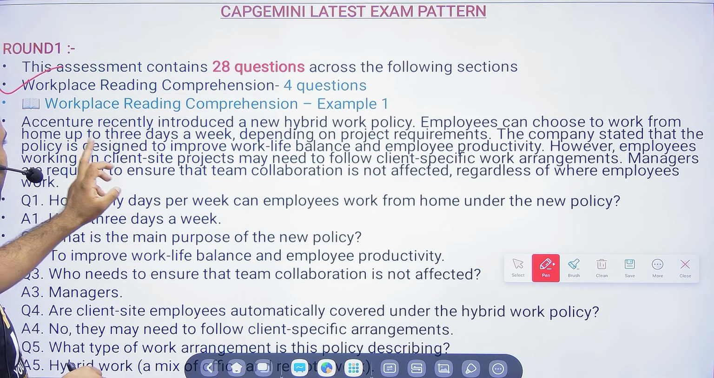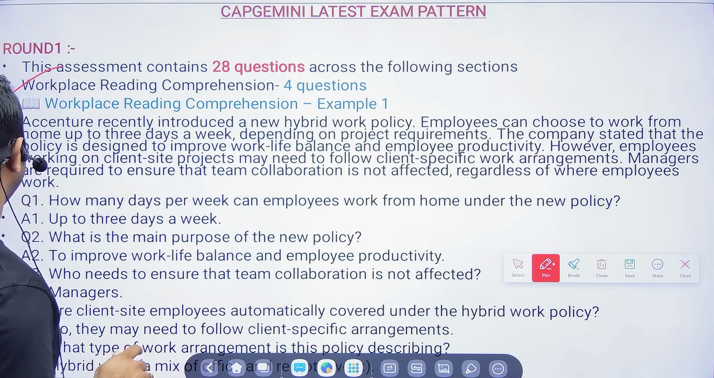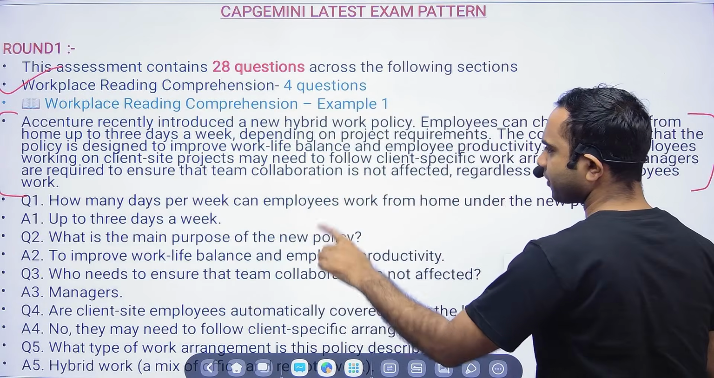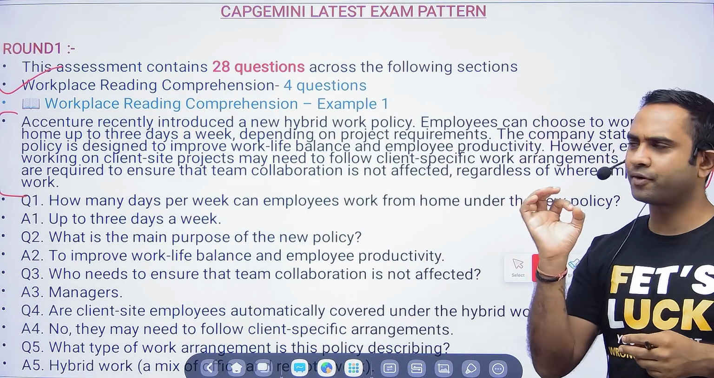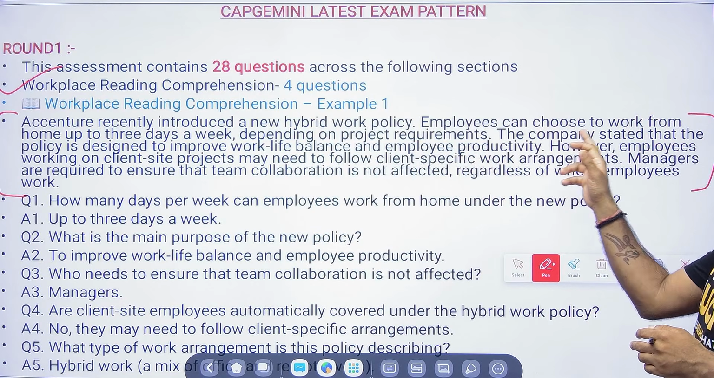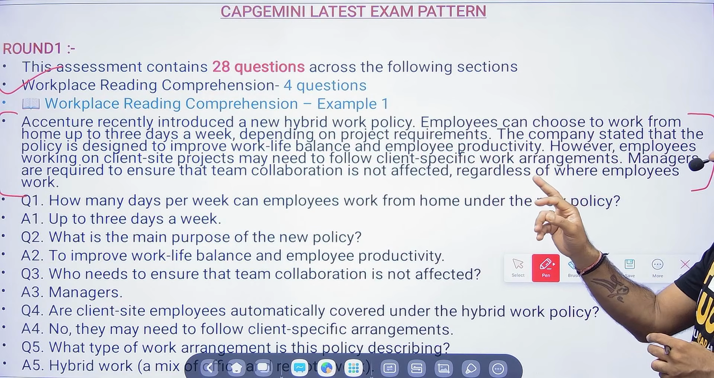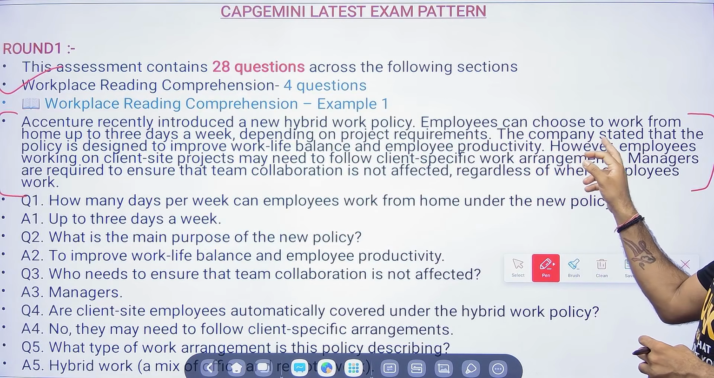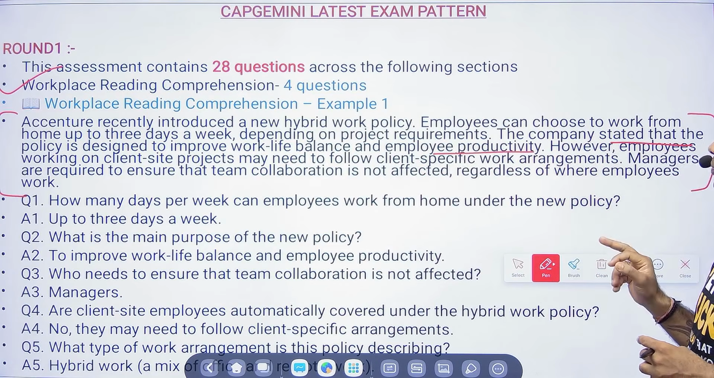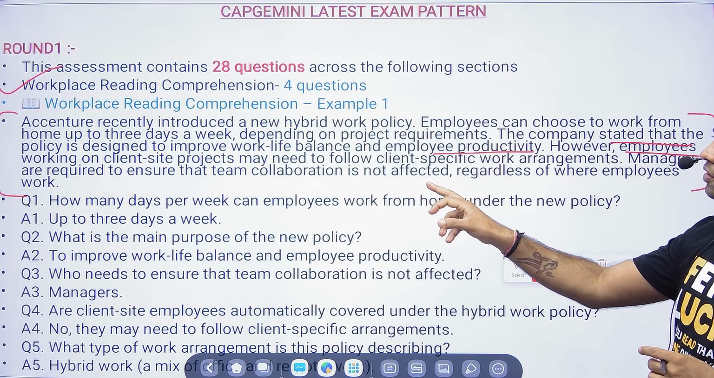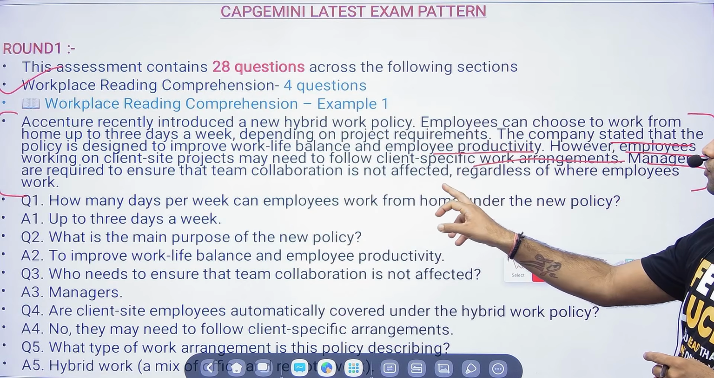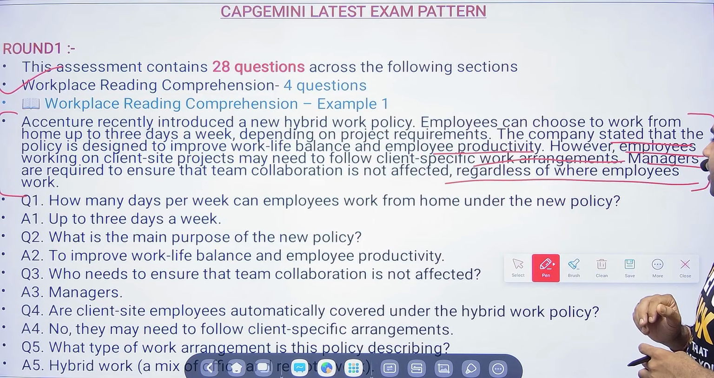Accenture now. So what will happen? A passage or comprehension will be given, and based on that, some questions will be asked. You have to listen carefully. Accenture recently introduced a new hybrid work policy. Employees can choose to work from home up to 3 days a week, depending on project requirements. The company stated that the policy is designed to improve work-life balance and employee productivity. However, employees working on client-side projects may need to follow client-specific work arrangements. Managers are required to ensure that team collaboration is not affected, regardless of where employees work.